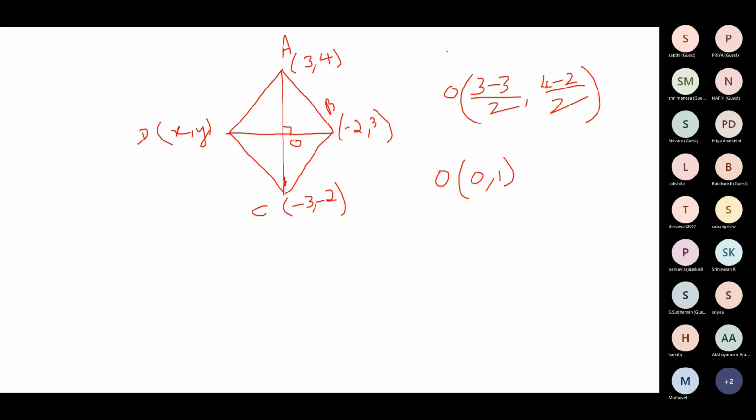So this is 0, 1. Now, next, what, Srinivasan? After finding the coordinates of O, the midpoint of BD is O, ma'am. Midpoint of BD is also O. Yes. So children, in a parallelogram, diagonals bisect each other.